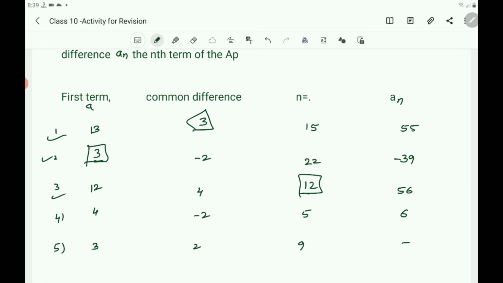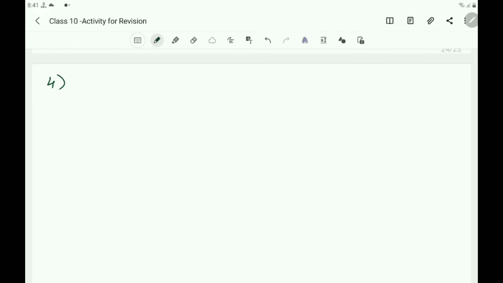Next one is, here a is given. That is the first term a, 4. And the common difference is given, that is d, minus 2. And n is given. What you have to find out? We have to find out an. Here an is not given. We have to find out. That is the blank for an. So you write the question mark for an.